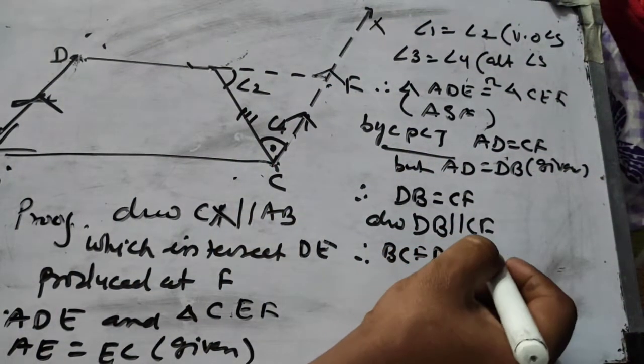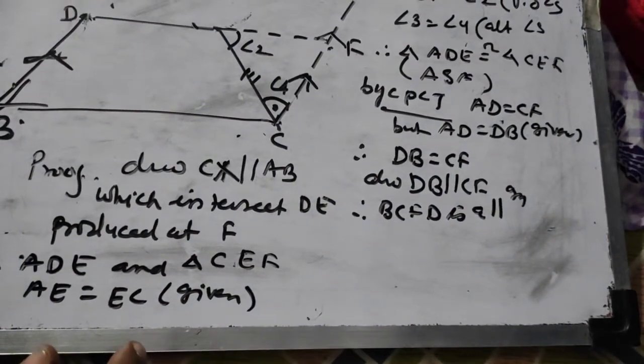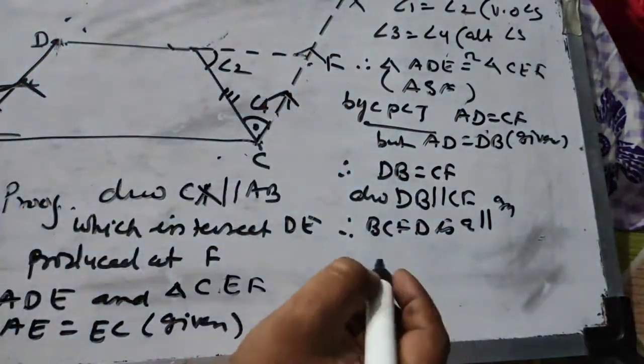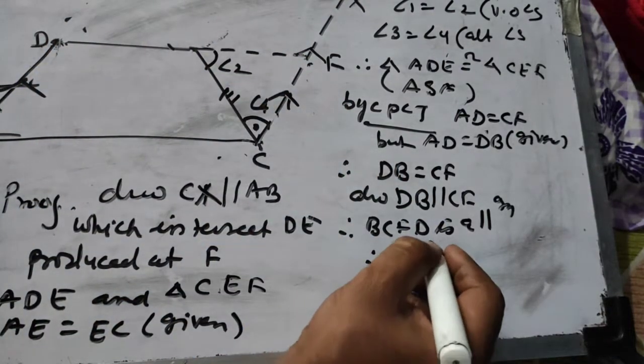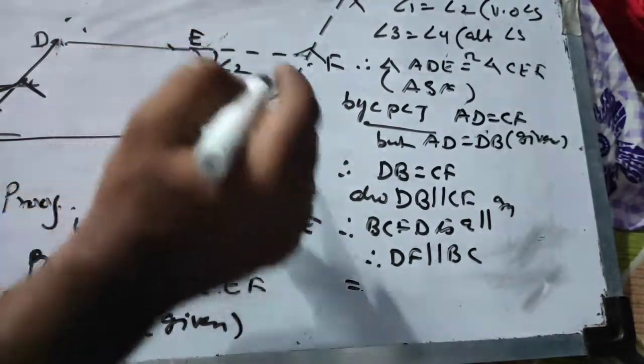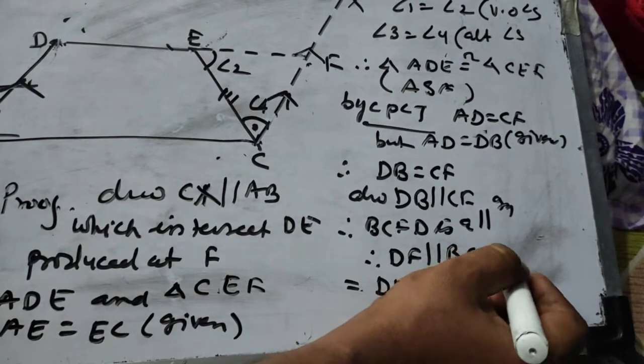BCFD is a parallelogram. Since this figure is a parallelogram, what will happen? Opposite sides will be parallel to each other. So BC will be parallel to DF. Hence we will write DF is parallel to BC. So the part of DF, that is DE, is parallel to BC. This is proved, first part.